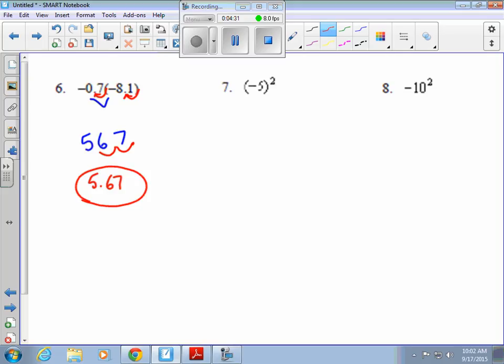Negative 5 squared does not mean negative 5 times 2. It means negative 5 times negative 5.